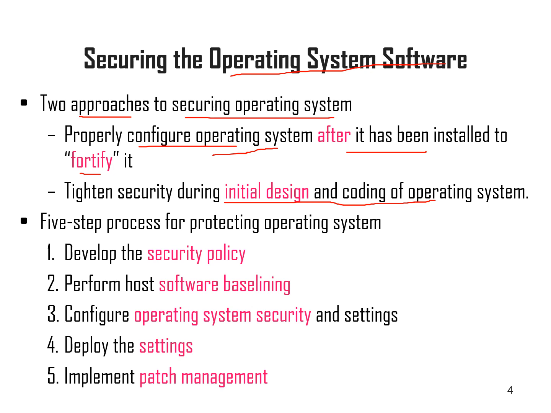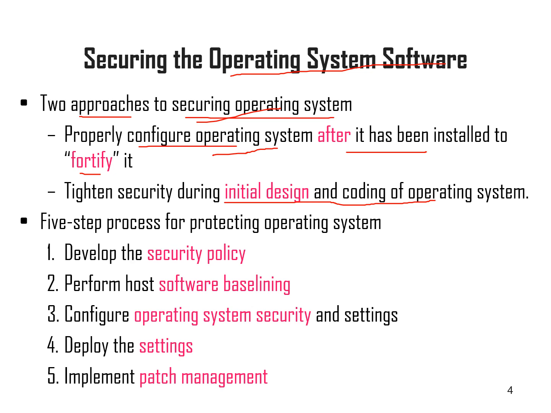The first approach is that after the operating system has been designed and installed in your system, you can do some configurations that will help to secure it. The second approach is that during the initial design, during the coding of that operating system itself, you have to tighten the security in such a way that the code will be secure after deploying it. Those are the two different approaches used for securing operating systems.